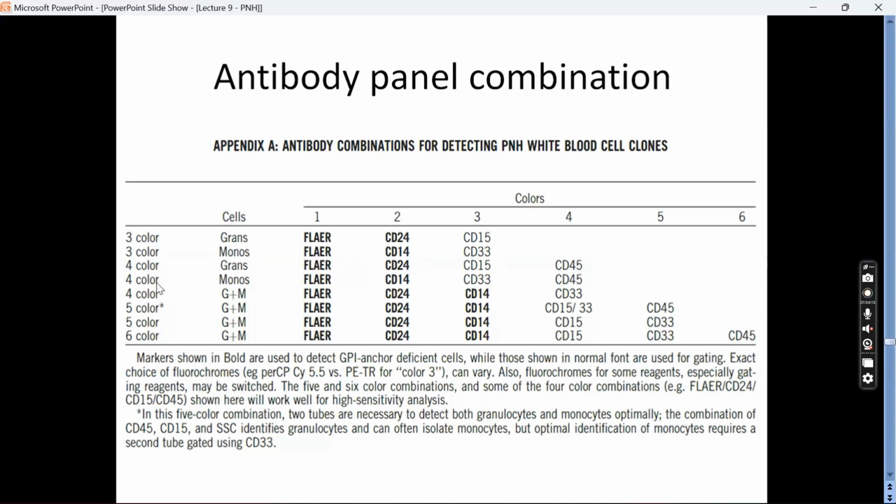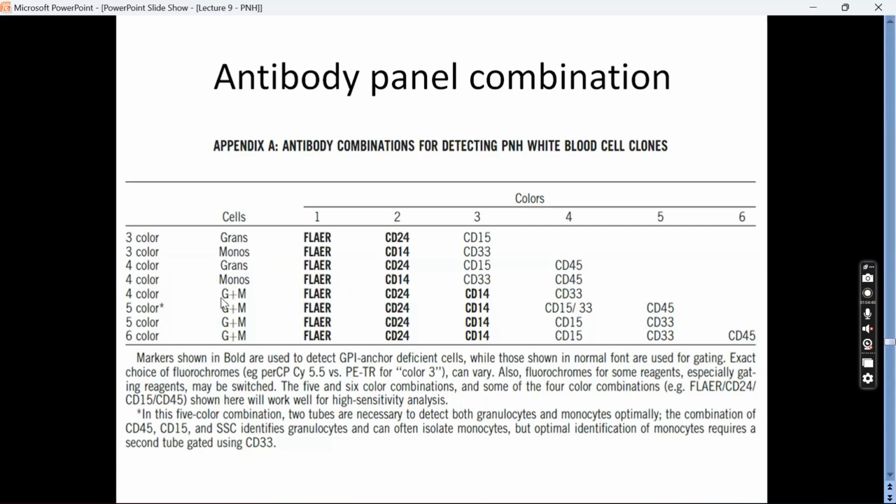Similarly, with a 4-color instrument, you can use another tube only for monocytes, where you use CD45, gate the monocytic population from side scatter CD45, select only the population exhibiting bright CD33 or CD64, you can also use CD64 here, and then check the purified monocytes for the expression of FLAER and CD14. So if it's 4-color, you can put 2 tubes, one for granulocytes, one for monocytes.